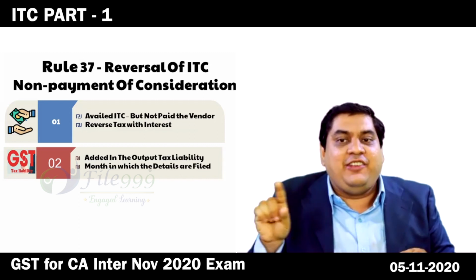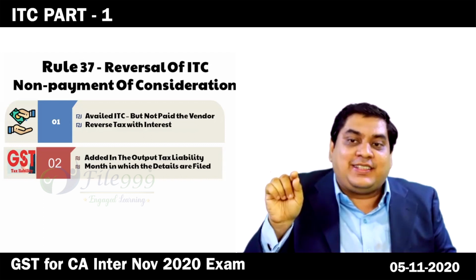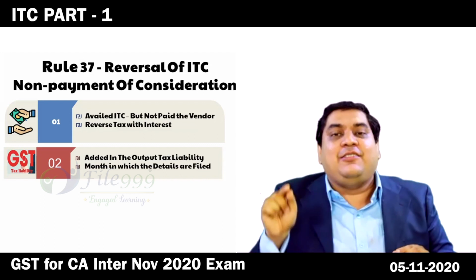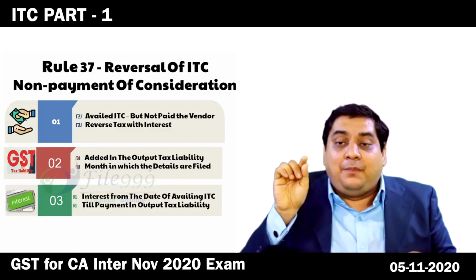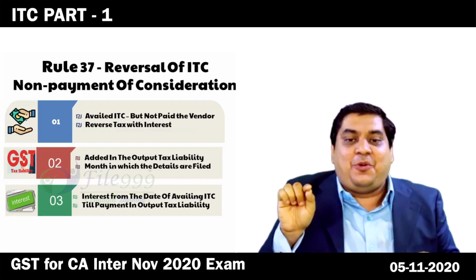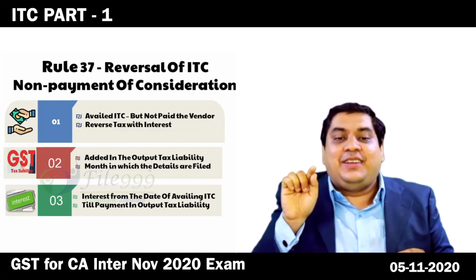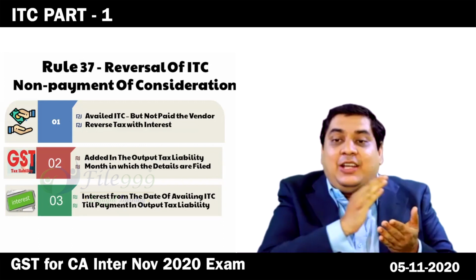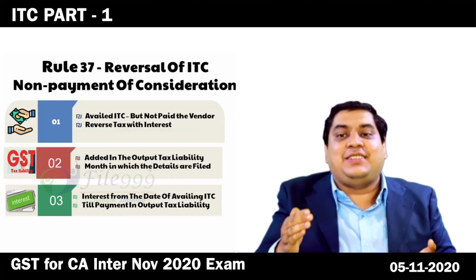It will not be reversed from the ITC, but will be added as an output tax liability in the month where that 180 days is over. Now, apart from paying the tax, the person is also required to pay the interest portion because he has availed the ITC incorrectly. So, the interest has to be paid from the date of availing the ITC to the date of payment of this tax.